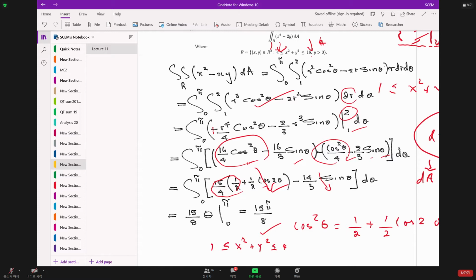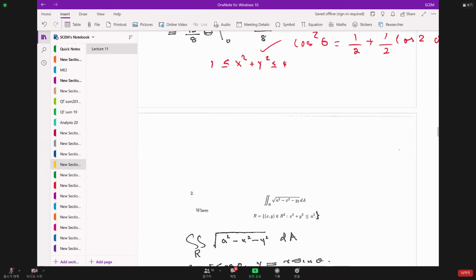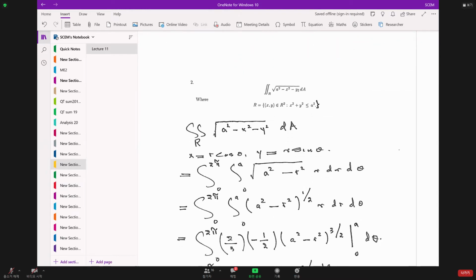Have you finished copying? Okay, we'll get to the next question now. We know this answer: it's 2/3 pi r cubed. But here is how you use polar coordinates. Here's your function f of x, y, which equals the square root of a squared minus x squared minus y squared. In other words, this is x squared plus y squared plus z squared.